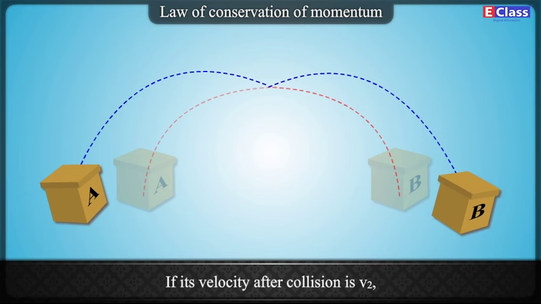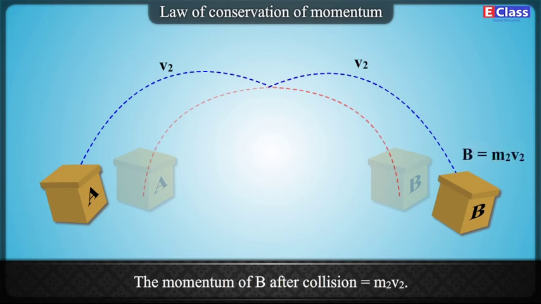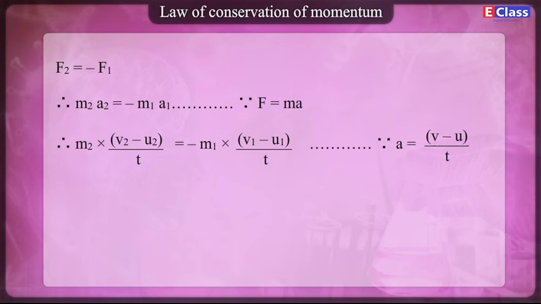If its velocity after collision is v2, the momentum of B after collision is m2 v2. If F2 is the force that acts on object B, F2 is equal to minus F1. Therefore, m2a2 is equal to minus m1a1 because F is equal to ma. Therefore, m2 multiplied by (v2 minus u2) upon t is equal to minus m1 multiplied by (v1 minus u1) upon t because a is equal to (v minus u) upon t.